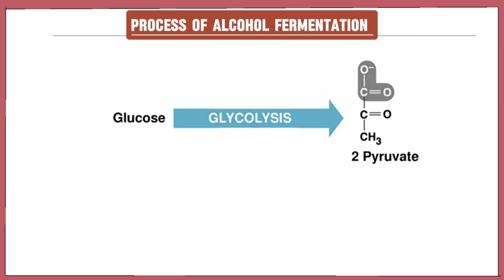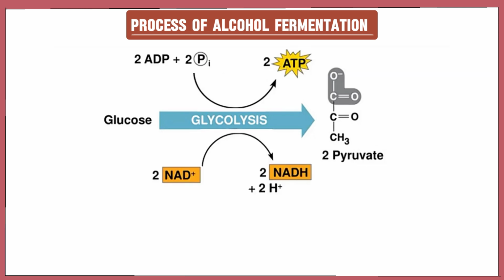Let us talk about the process of alcohol fermentation. Now, alcohol fermentation involves various steps. One is glycolysis. Glycolysis is the initial stage of alcohol fermentation, where glucose, which is a 6-carbon molecule, is broken down into pyruvate, which is a 3-carbon molecule. In the formation of pyruvate, 2 ATP and 2 NADH are also formed.